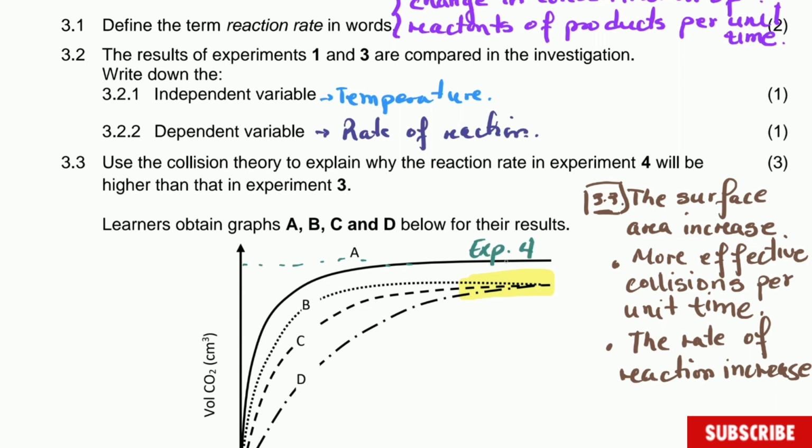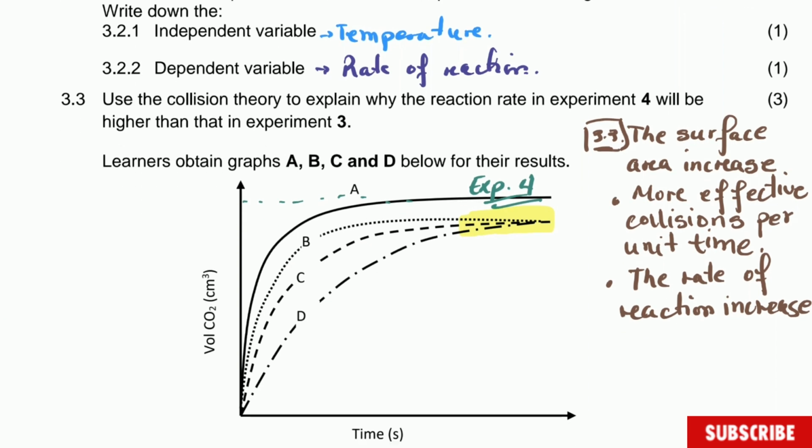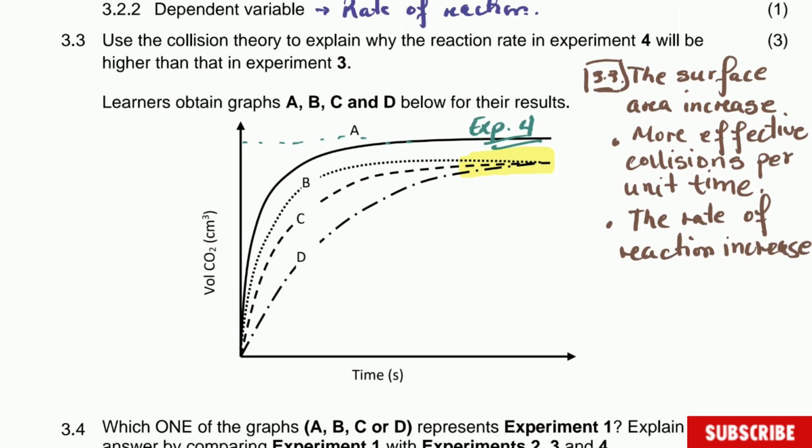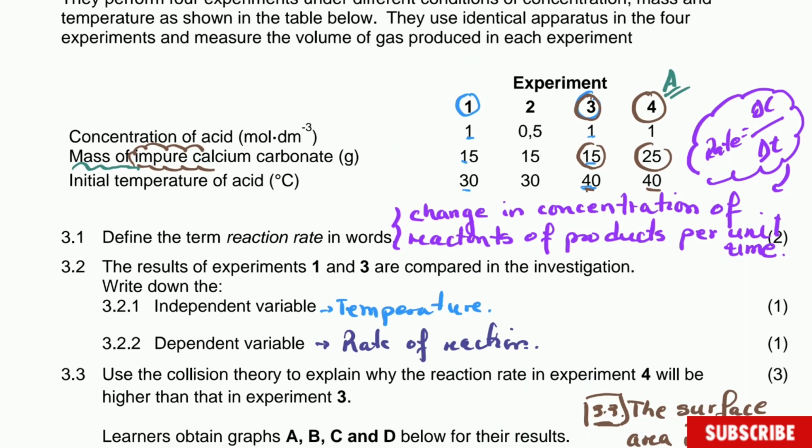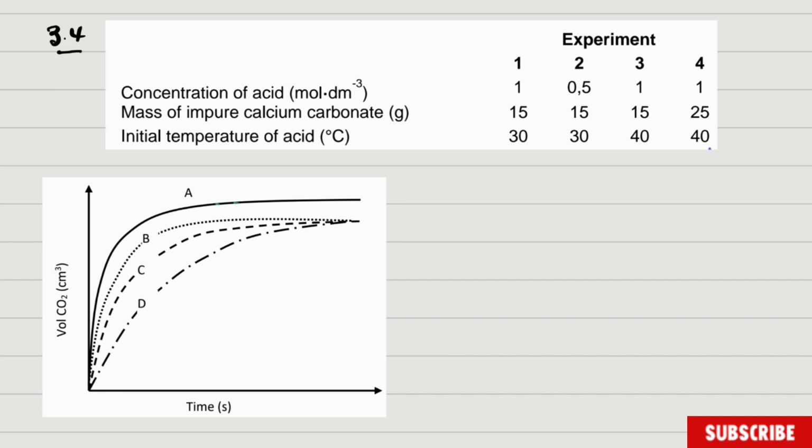That is the answer. However, now they want you to compare all of them, A, B, C, and D. So let's do that real fast. For this question, we're going to use the table and the graph. We're going to start with experiments 1 and 2. So what happened with experiments 1 and 2? What is changed in here? Well, in experiments 1 and 2, the difference is the concentration.